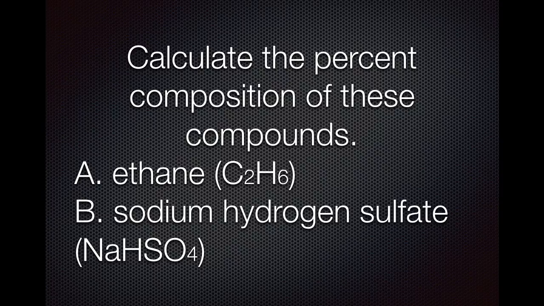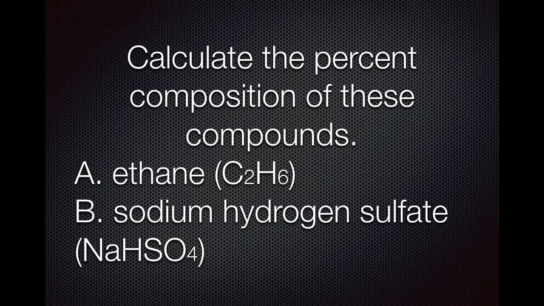So 16 times 4 gives you 64.0 grams. So again, sodium, which is 23.0, plus 1, plus sulfur, which is 32.1, plus 64, you know that the molar mass of sodium hydrogen sulfate has to be 120.1 grams. So now you have to individually find the percent composition.